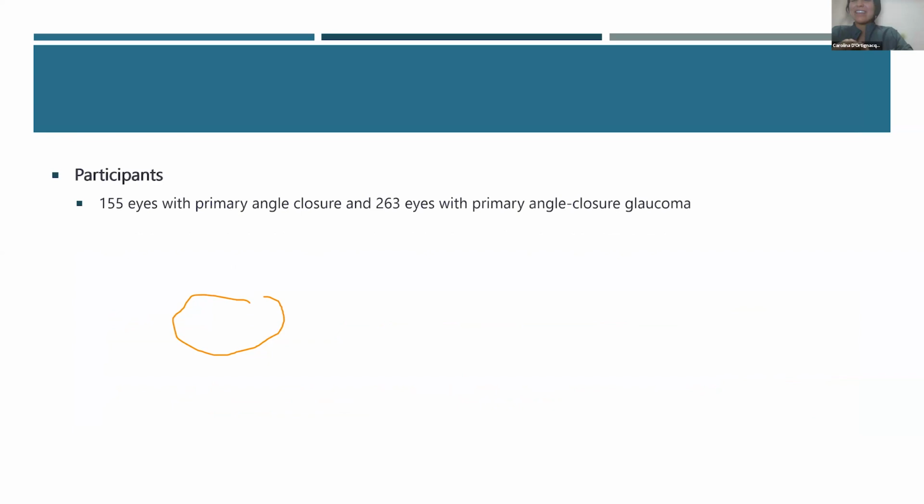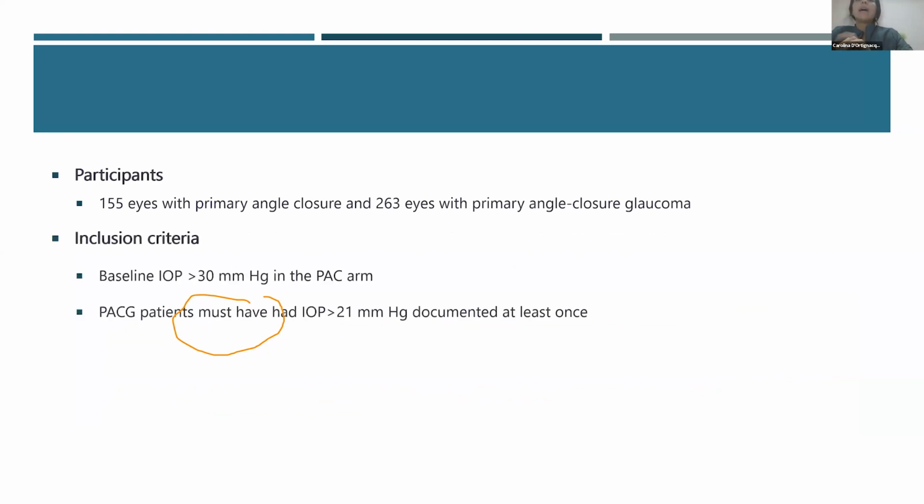So it was 150 participants with primary angle closure and 263 eyes with primary angle closure glaucoma. The inclusion criteria was the baseline IOP has to be more than 30 millimeters of mercury in the PAC arm, and the patients with primary angle closure glaucoma must have had IOP more than 21 documented at least once.